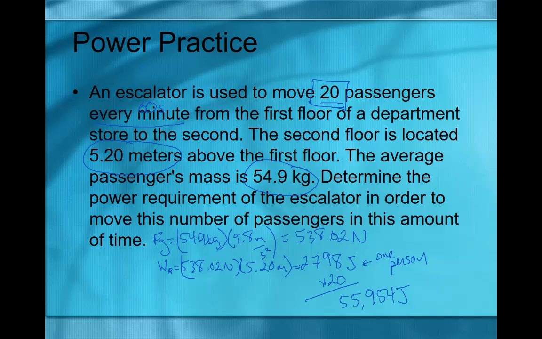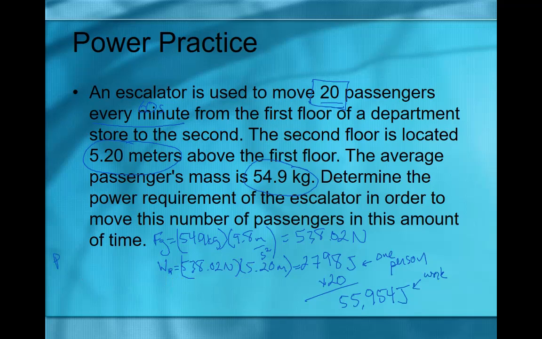All right, so that's a good practice problem. When we look at that, let's double check our work really quickly. 2,798 joules looks good, and for the entire minute, 55,954 joules. All right, then it says to calculate the power requirement. So let's do power. We have the work done, and we double checked it, so we know our work is correct. This is work, which should make sense because it's in joules.